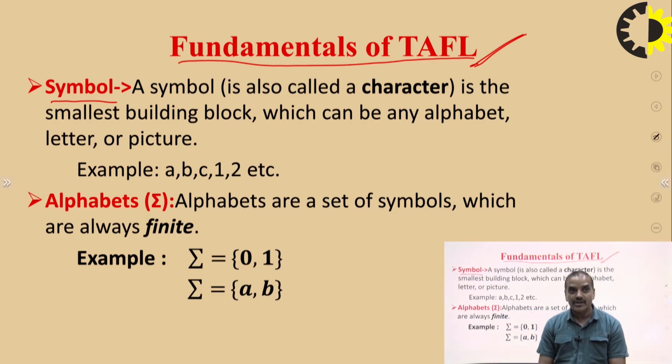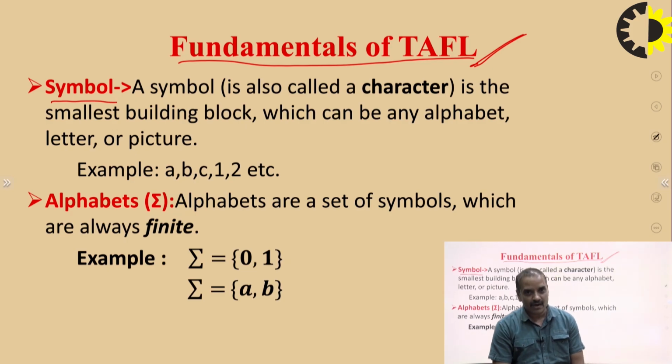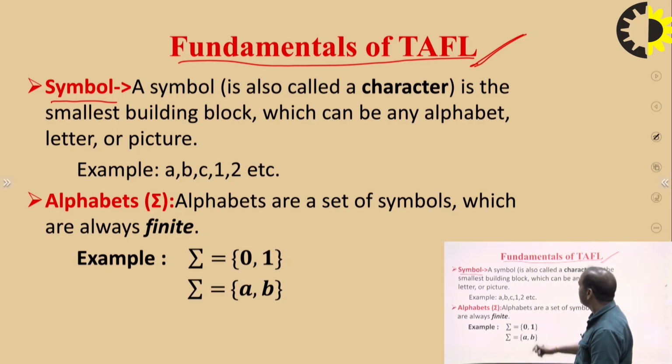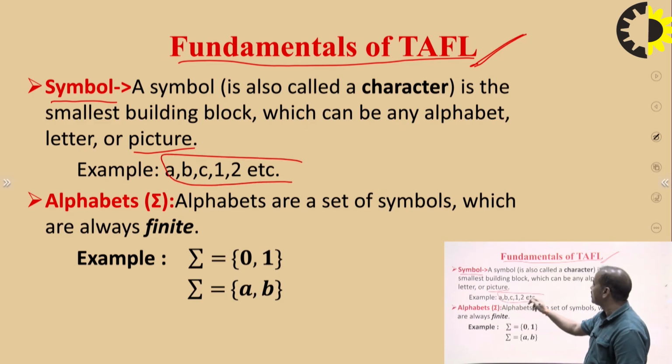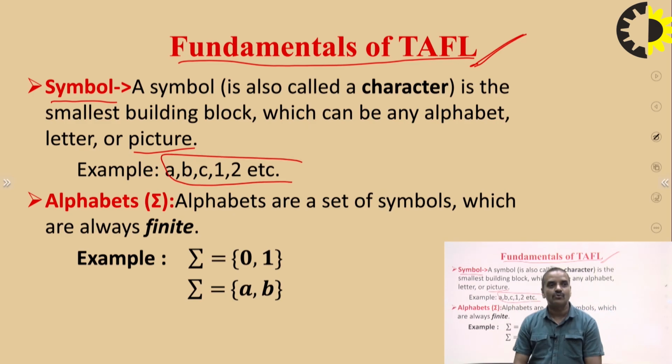A symbol is the smallest building block. It may be an alphabet, it may be a letter, or it may be a picture. It can be anything like A, B, C, 1, 2, etc. It may be a picture which is used to represent the symbols.